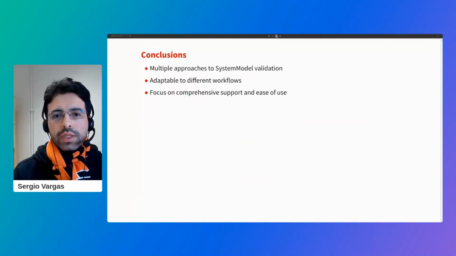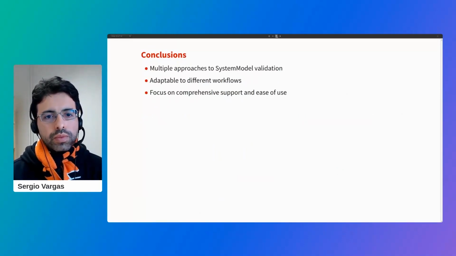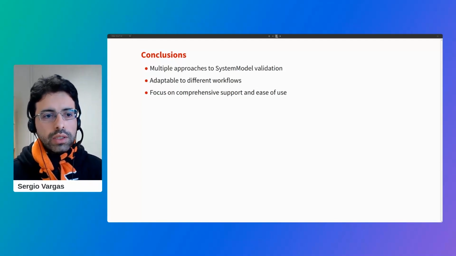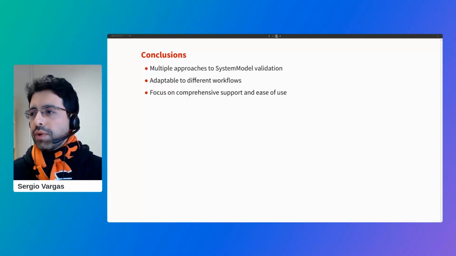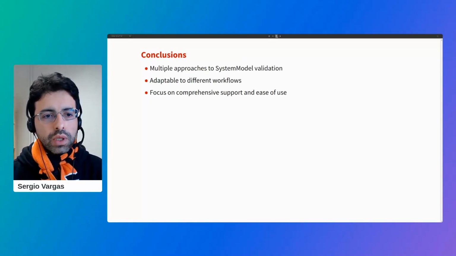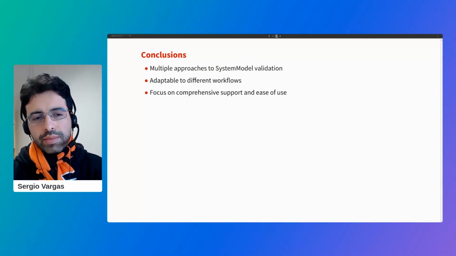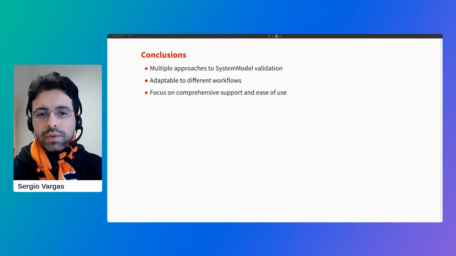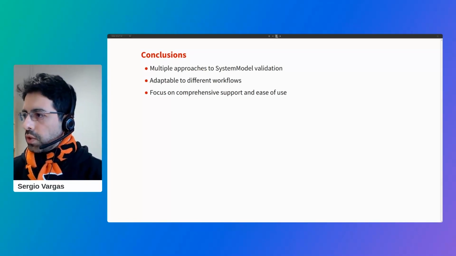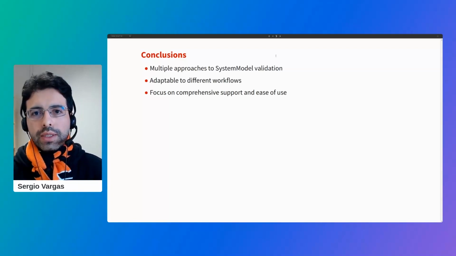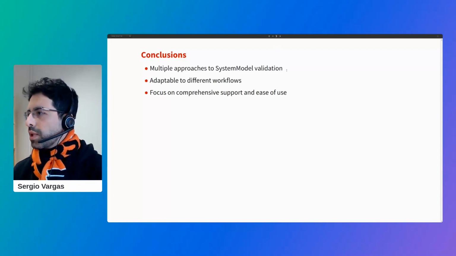So again, this is a functionality that we're working on. We want to provide all sorts of possible approaches to system modeling validation, and we want it to be adaptable to all kinds of different workflows. At the same time, we want to provide comprehensive support for validating complicated requirements, but also we want to make it easy to use. So that's what we're looking forward to. That's it. That's what I wanted to show.